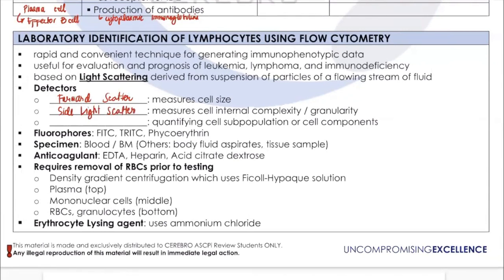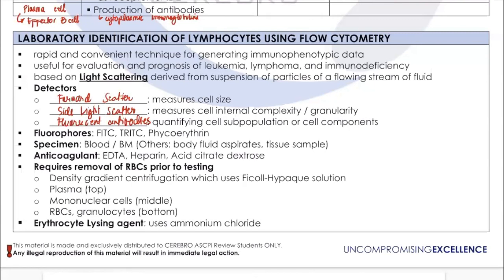And of course, we are using fluorescent labeled antibodies in order for us to quantify cell subpopulations or cell components. These are antibodies labeled with a fluorophore. And what are the fluorophores we usually use? We have FITC, TRITC, and phycoerythrin.